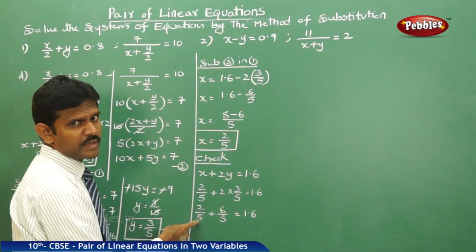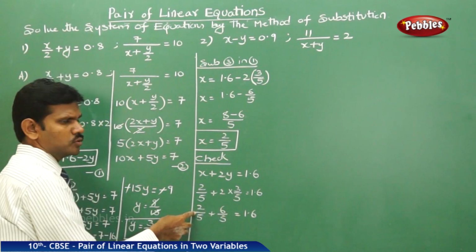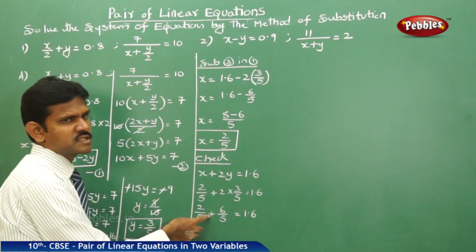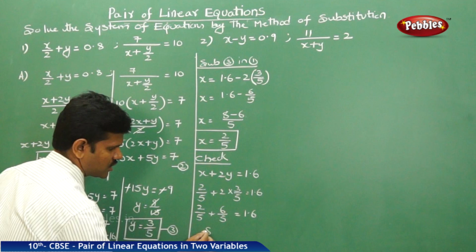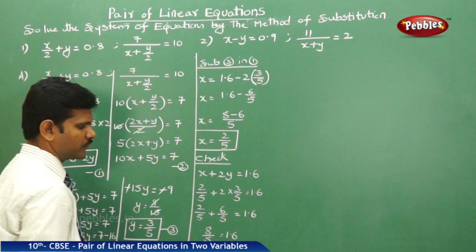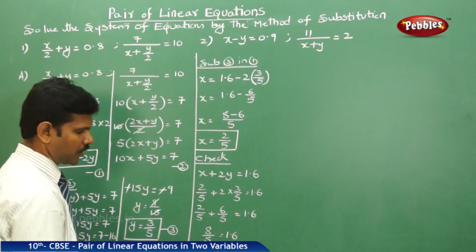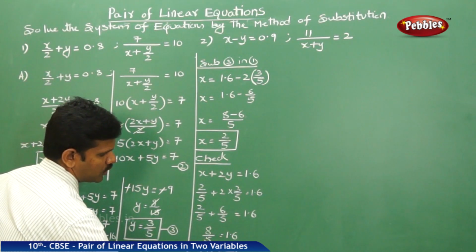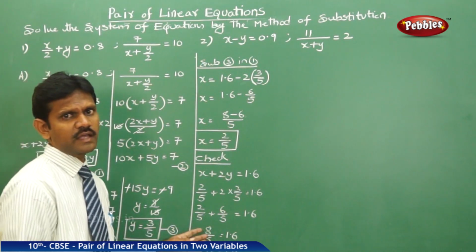Denominators are the same, which means you can do the process in the numerator, that is, addition. 2 plus 6 is 8. 8 by 5 is equal to 1.6. If you divide 8 by 5, you will get the answer 1.6. So 1.6 is equal to 1.6. Hence verified.